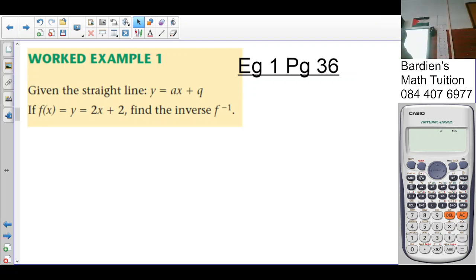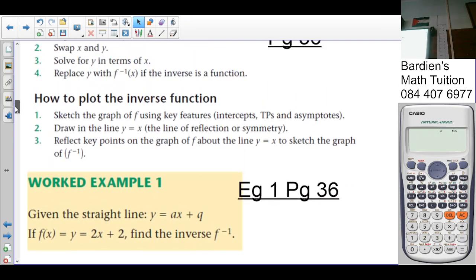So now you're looking at work example 1 on page 36. We are given the straight line y is equal to ax plus 2. That's the general format of the straight line, or y is equal to mx plus c, it's the same. We are told that f of x is equal to 2x plus 2, find the inverse, or f to the minus 1. So, how do we find the inverse?